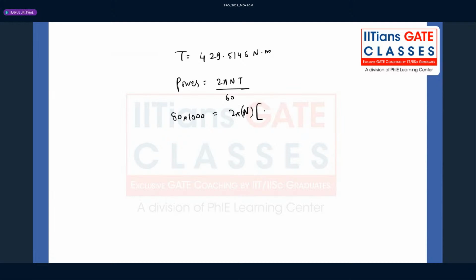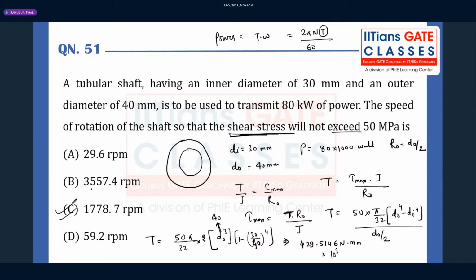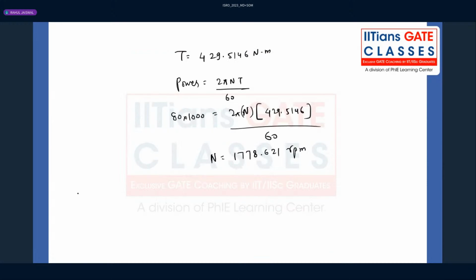T is 429.5146, divided by 60. So from here if we calculate N, that is coming as 1778.621 RPM. C will be correct. Note down.